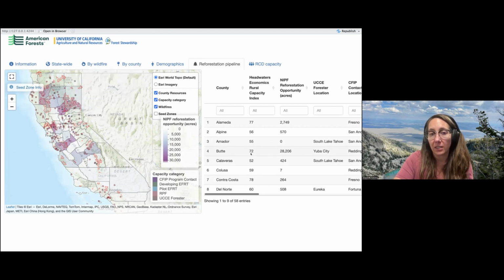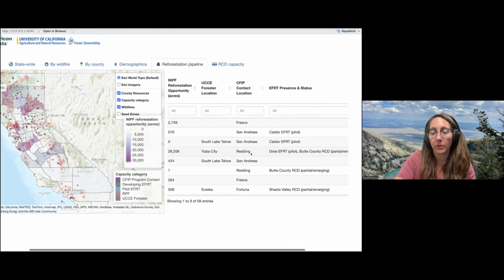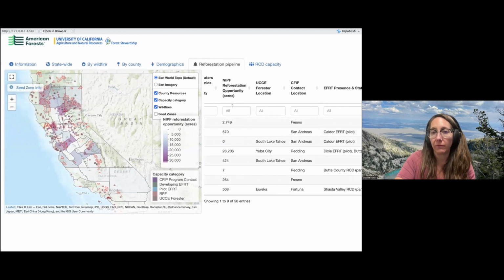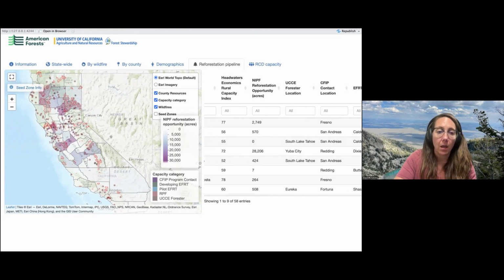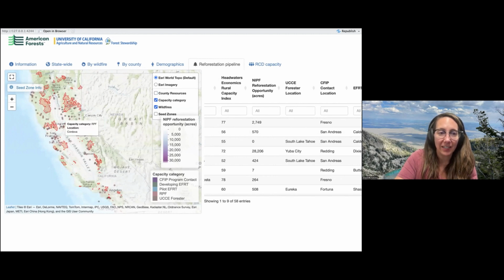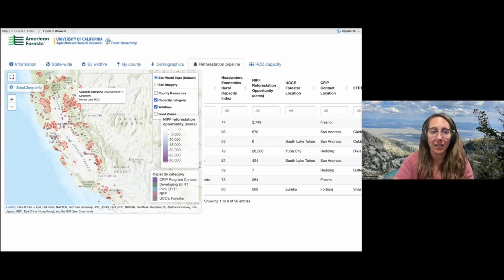We also have this summarized by county in the table. You can just peruse the table as you'd like or filter it as you'd like. The points in here are different capacity categories. You can play with this, and you can highlight just to see what these different points are and how that aligns with the locations surrounding those capacity needs. So there's an RPF in Quincy. There is a developing EFRT team in the Honey Lake RCD. It gives you a sense of geospatially where those resources are located.